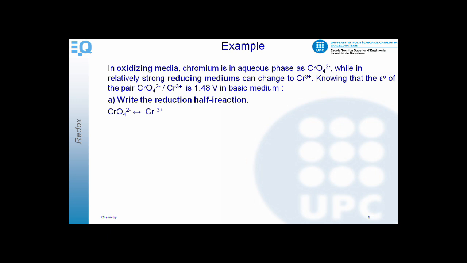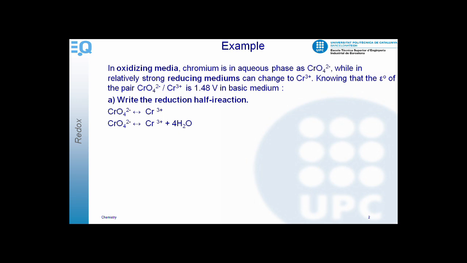To write the half reaction equation, we first put chromate to the left and chromium 3 cation to the right. We have to equalize the reaction. Even though it's in basic medium, we will equalize it first in acid medium and then switch to basic medium, adding the water equilibrium the necessary times. We have 4 oxygens to the left and none to the right, so we add 4 waters to the right part to equalize them.